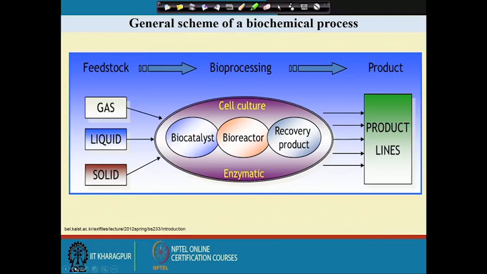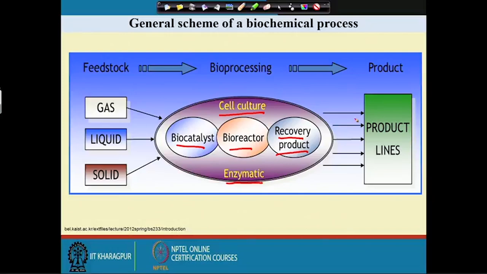So, if you look at the biochemical process, it can be divided into three parts. One is feedstock. Feedstock may be anything, it may be gas, it may be liquid, it may be solid. Now, bioprocessing, we have biocatalyst, we have bioreactor and recovery of product. So, now here we require the cell, it may be plant cell, it may be microbial cells, it may be the animal cell, anything we can use, and then we do the product purification.